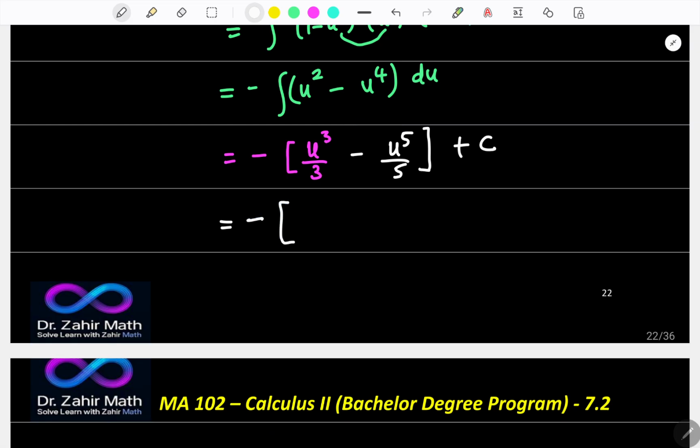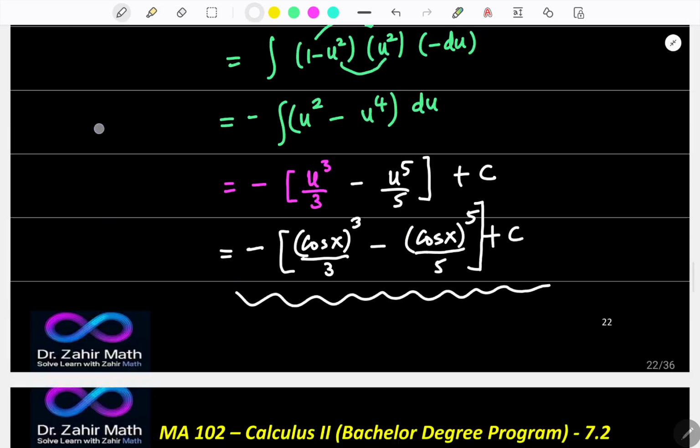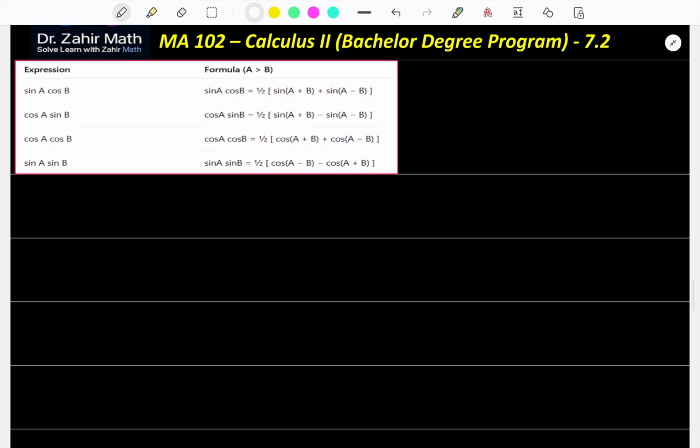So minus, bracket open. What is the value of u? U is cosine x, so cosine x to the power of 3 divided by 3 minus cosine x to the power of 5 divided by 5, plus integrating constant c. Clear all of you? So this is going to become your answer. So many ideas, right? In this exercise, you need to spend more time.